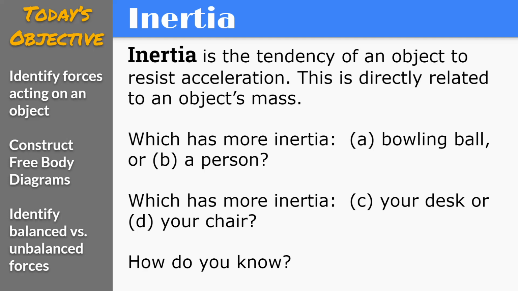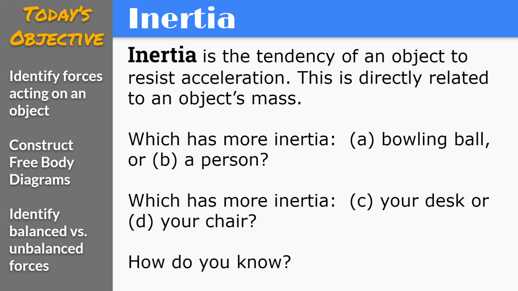This is directly related to an object's mass, so I could ask you any number of scenarios like the ones on my screen right now, and you should be able to answer for any two objects that I throw at you. So the first one says, which has more inertia, the bowling ball or the person? That's like from the video clip. Okay, so which one had more inertia? The person. You have more mass than a bowling ball. Okay, and therefore you have a greater resistance to acceleration.